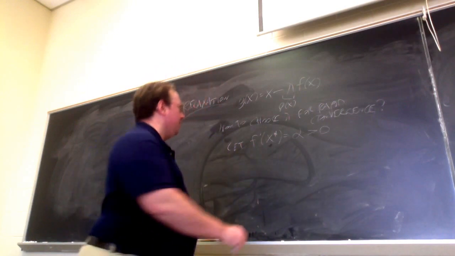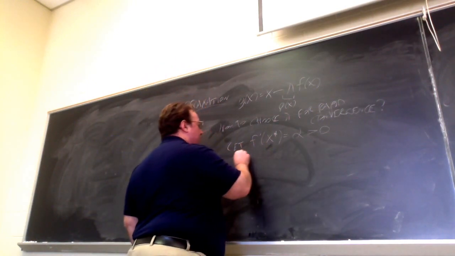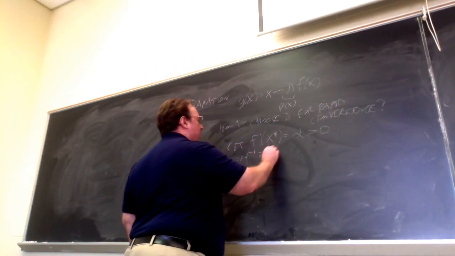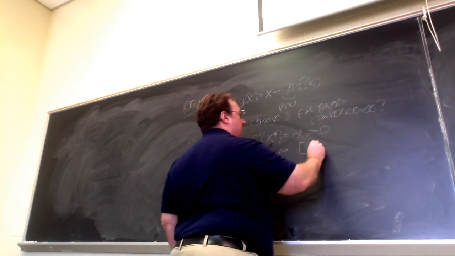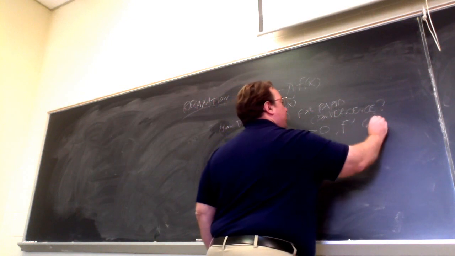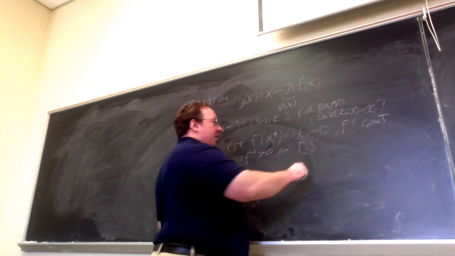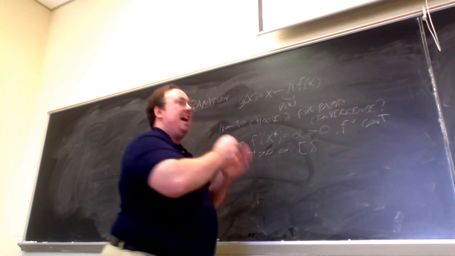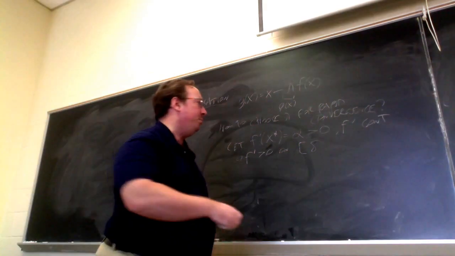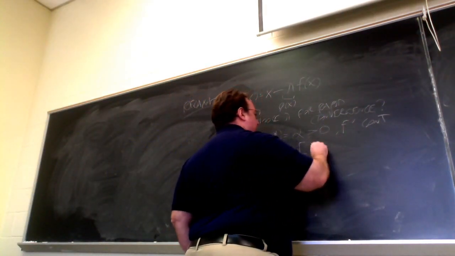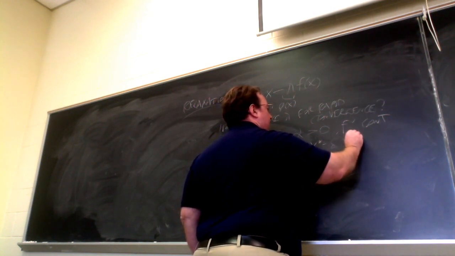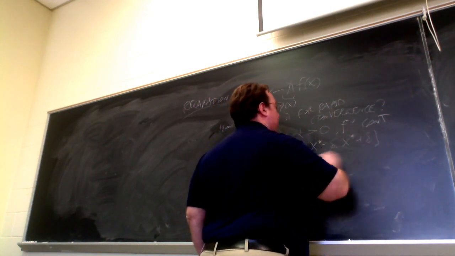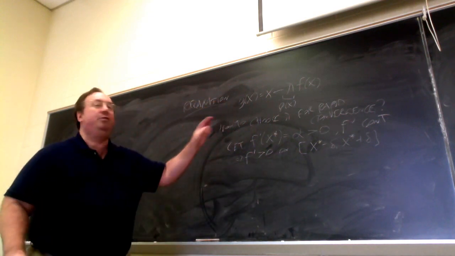So what that means is, because the derivative is positive at this point, f prime is positive on an interval containing it. So I'm going to assume that f prime is continuous. So by continuity, if it's positive at this point, it's going to be positive near that point. So I have some interval, x star minus delta, x star plus delta. As long as I choose delta small enough, the derivative is going to be positive.